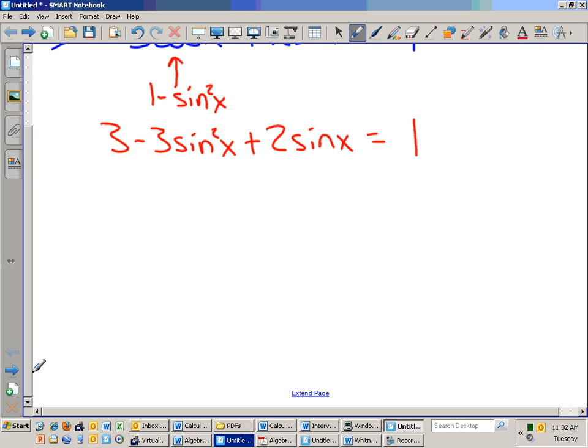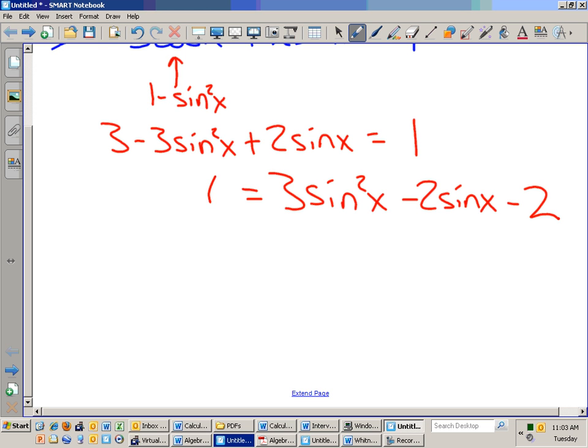I'm now going to gather everything onto the right-hand side. I have a minus 3 sine squared. I want everything on the right-hand side. So I will have a positive 3 sine squared. I will have a minus 2 sine of x. And if I subtract the 3 over, I would have a minus 2. And that's all equal to 0. Any confusion so far?